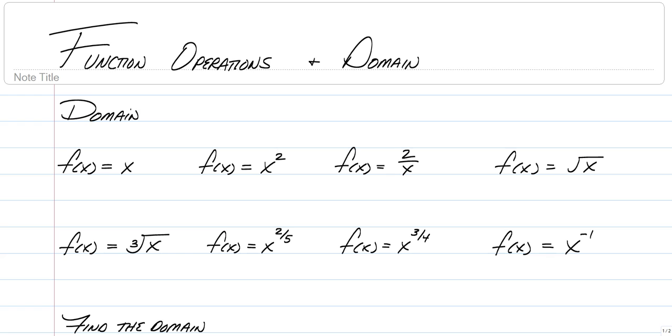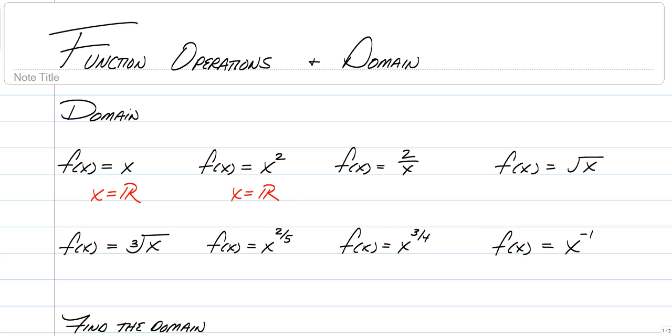Okay? So let's take the first one for example. F of x is equal to x. Do you have any restrictions on x? None. So x can equal all real numbers. There's no restrictions on x. Okay? Now the second one, x squared. So think about it in terms of positives, negatives, and 0. Can you square a negative? Yes. Can you square a positive? Yes. Can you square 0? Yes. So this second example, x can equal all real numbers.